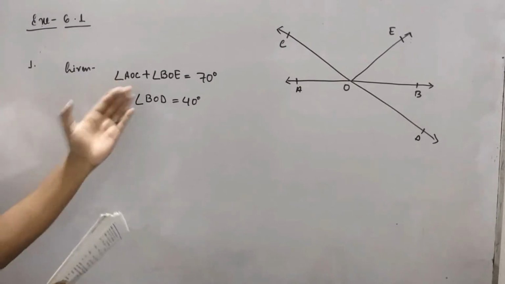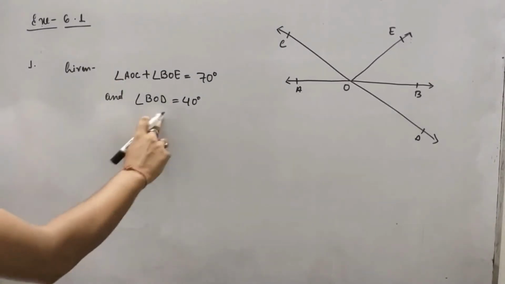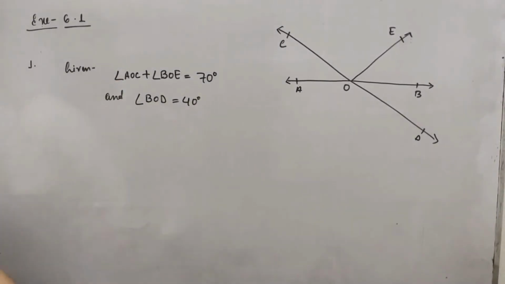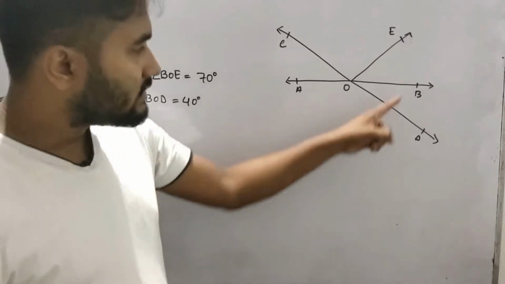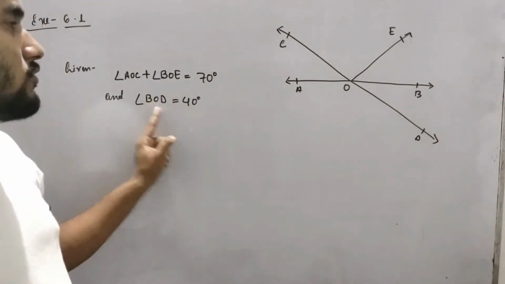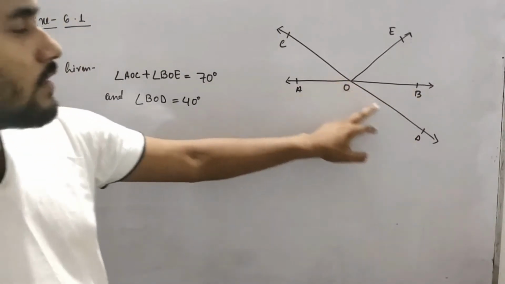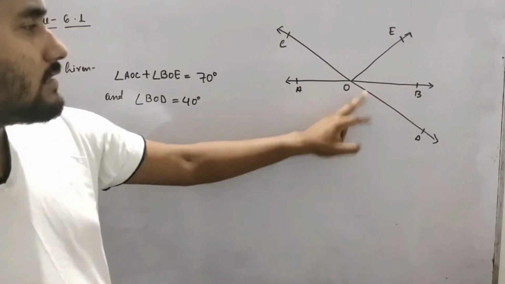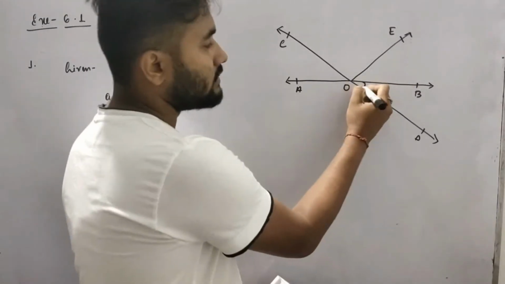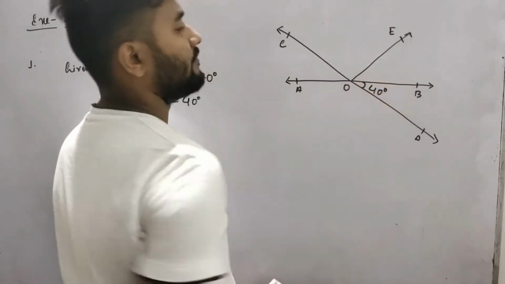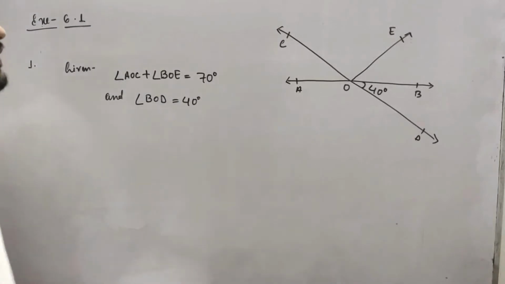So see in the diagram what is given. First, angle BOD is 40 degree. Which is BOD? This is B, O is the vertex, so the angle will stay here. This is B, this is O, this is D. So the vertex is O, and this is 40 degree. This one is given.